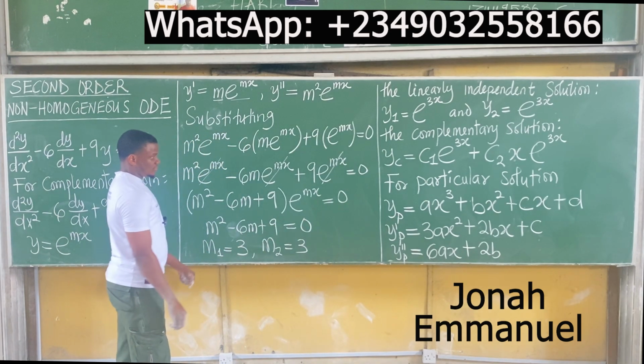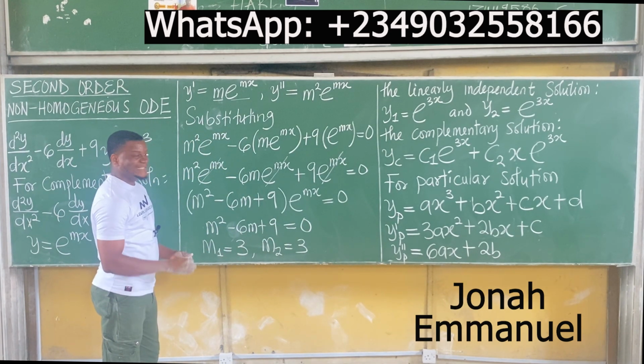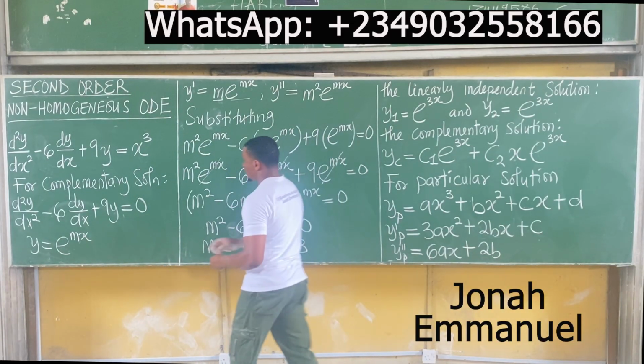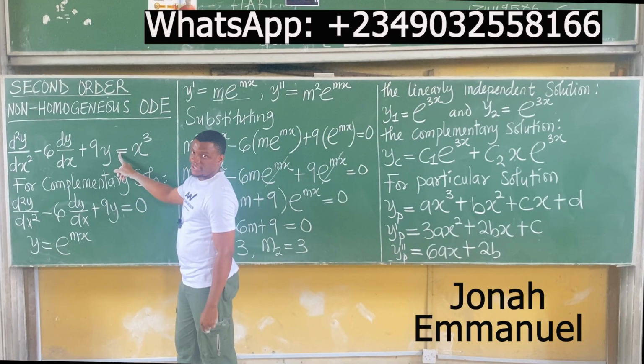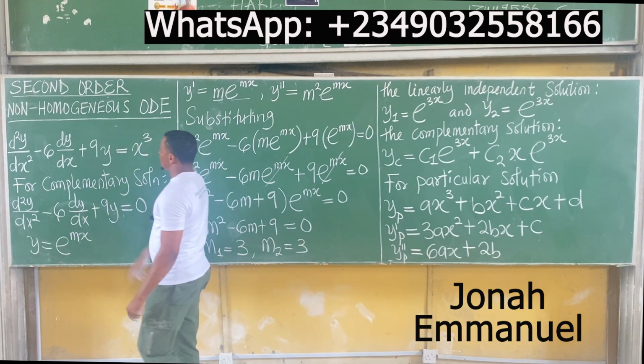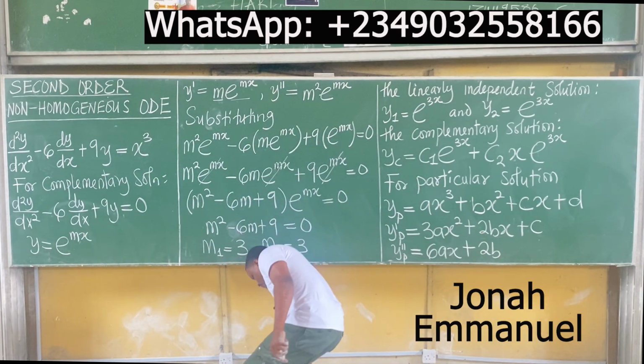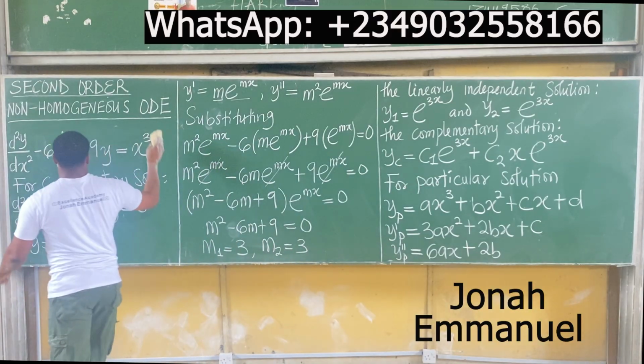Alright, so we are now at this juncture. At this point, what next? I will substitute this one into what there? The given function, and equate to what there? X cubed. All right, let's get that done. I'm taking all of this out.